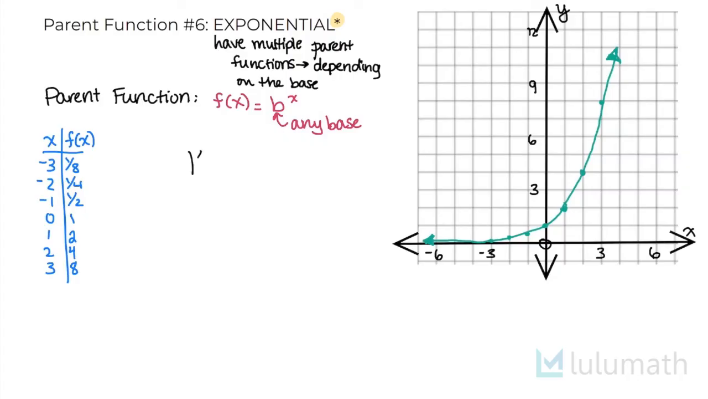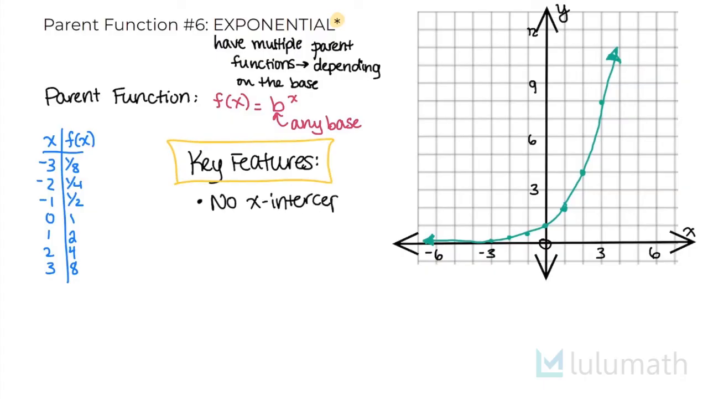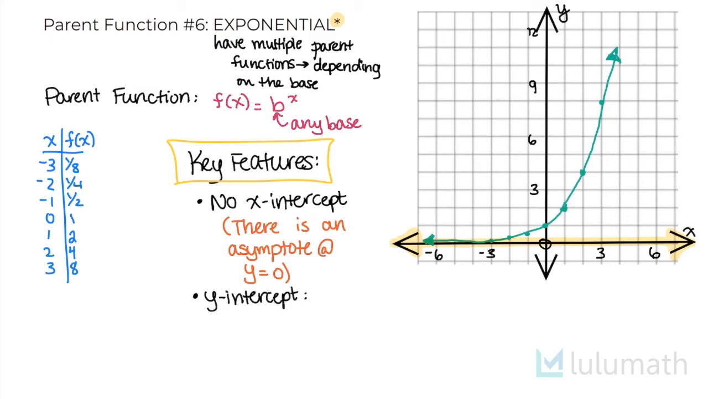So let's get our key features down. So we know that there is no x-intercept. It tries really hard to get close to the x-axis, but it never touches the x-axis. So if you remember in our last example, that means that our x-axis here ends up being an asymptote. There's an asymptote at y equals 0. For our y-intercept, we know that it intersects at the y-axis at (0, 1). So our y-intercept is (0, 1).